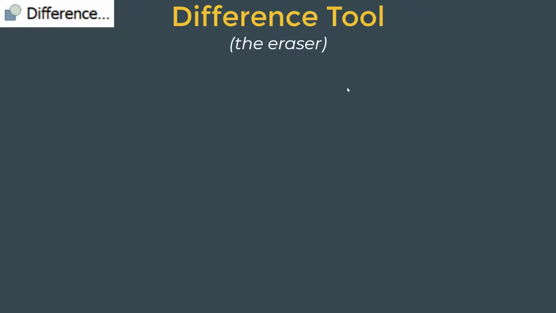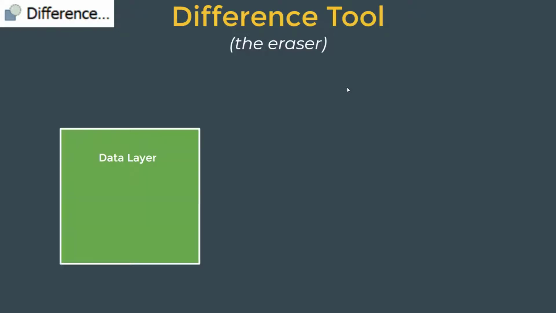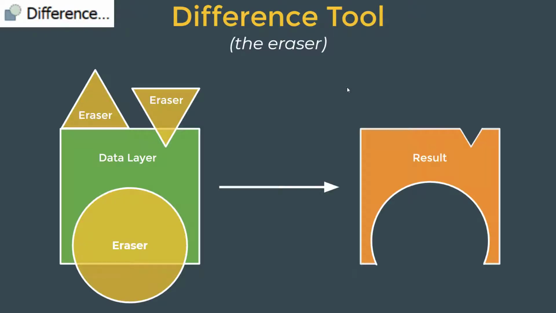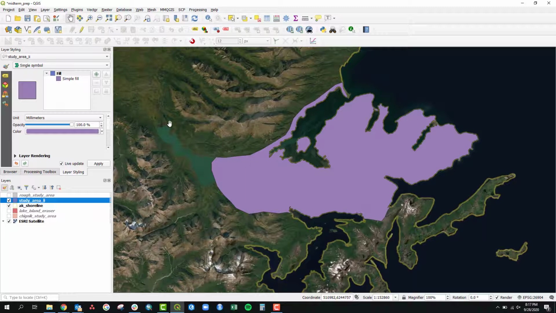In this video, we're going to go over how to use the difference tool. And remember, this is the eraser tool. We have a data layer. We have an erase layer. The output is the data layer with the erase layer removed from it. So let's go over to QGIS.